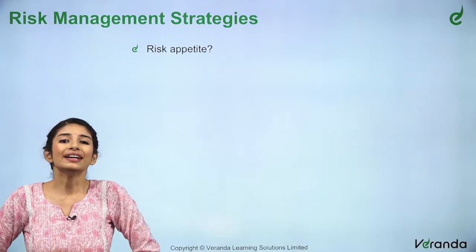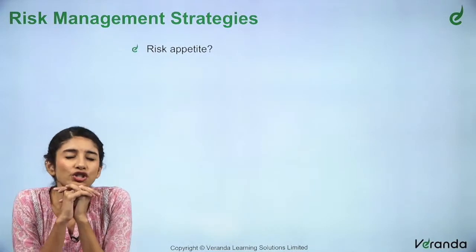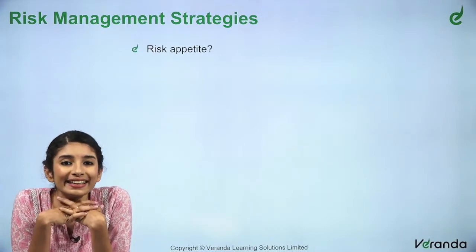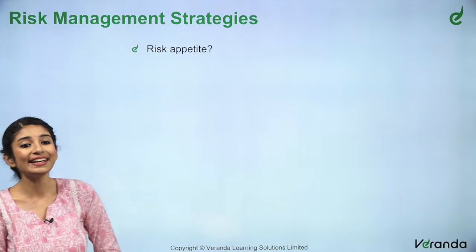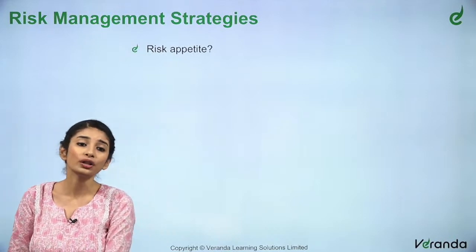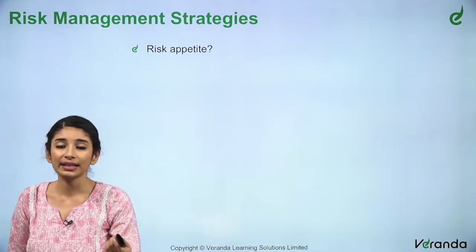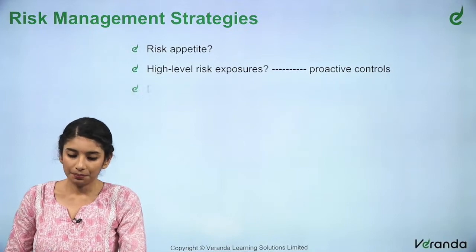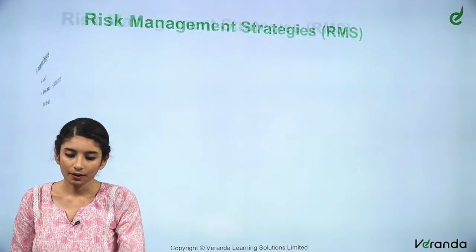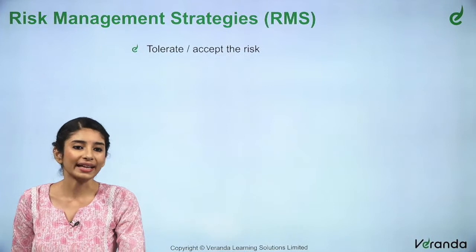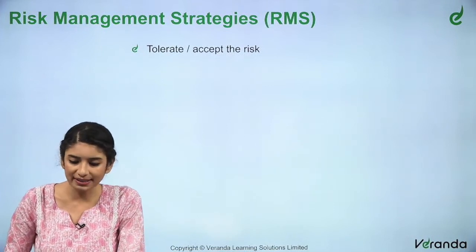Next, we have your risk management strategies. Now, why is it strategies? Because this answer has all the words starting with T. First is tolerate or accept the risk.